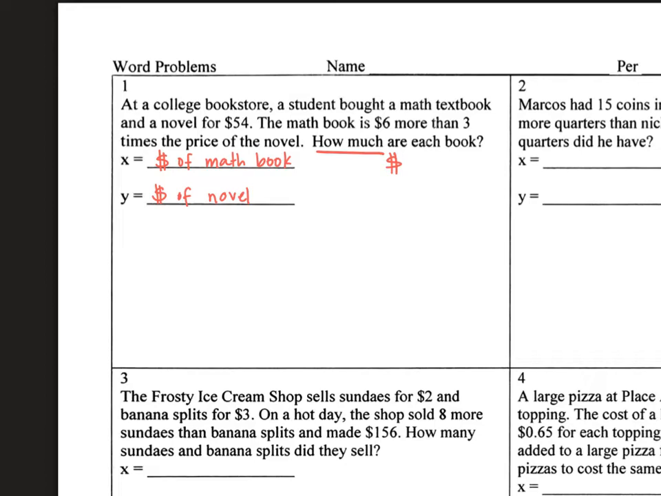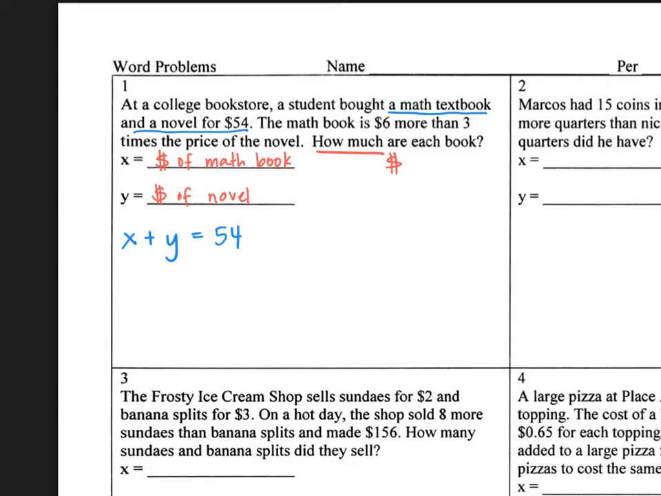Our first equation: a student bought a math textbook, that implies one math textbook, and a novel for $54. So that means if x is the price of a math book and y is the price of a novel, and you add those two prices together, then it costs $54. So x plus y equals 54. That's the first one.